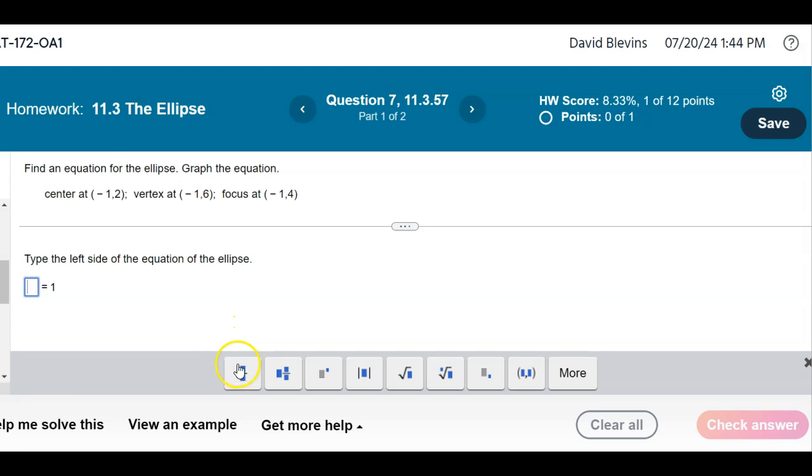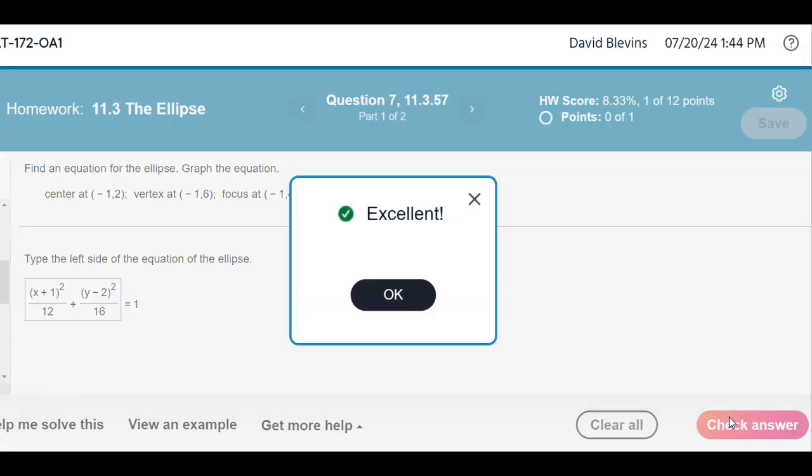So there's my equation for this particular ellipse. I'll just do the fraction first, plus, and then a fraction, and now I'm going to do the y over the 16. So there is my equation for this ellipse. Now it's going to ask me to plot it. Which of these is the actual plot of it?